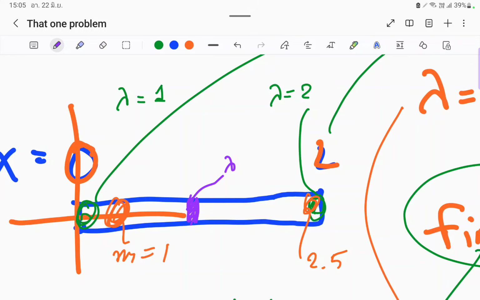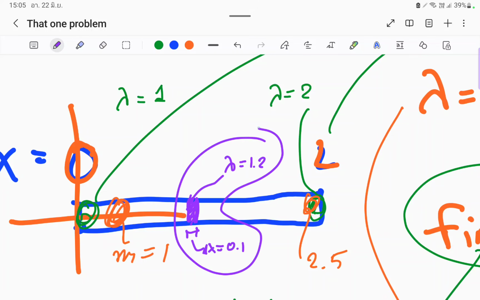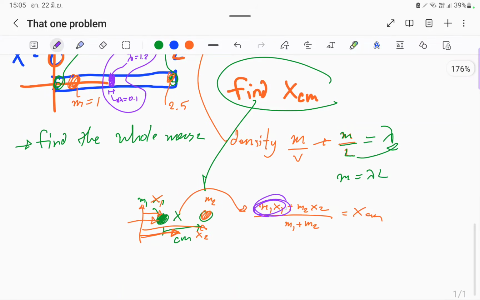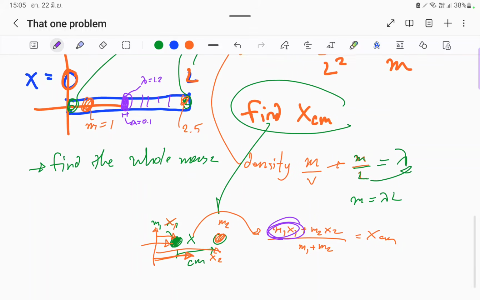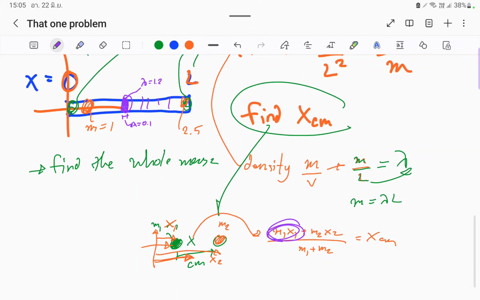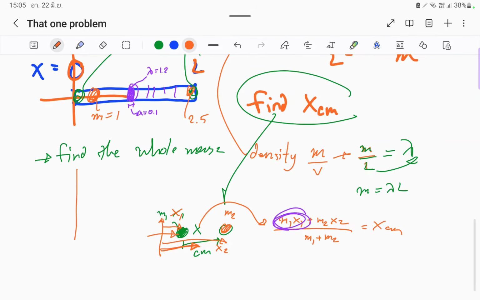So if I chop my piece small already, I might say that this whole piece has a lambda of like 1.2 or something like that, and you multiply that by this length, which is a really small length that you already chopped. It's maybe like 0.1 or something, and you get the mass of this small section, and you need to add this together with all the other sections. But you might say, oh, this is hell, I gotta add a millionth time. But no, that's not the case. You can just use calculus to help you with that. I'll tell you how. But first we gotta plot the graph.